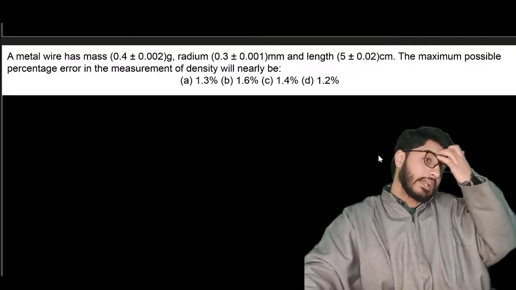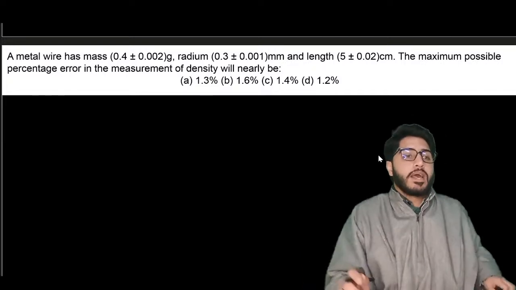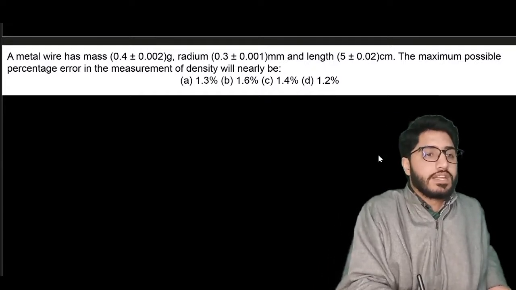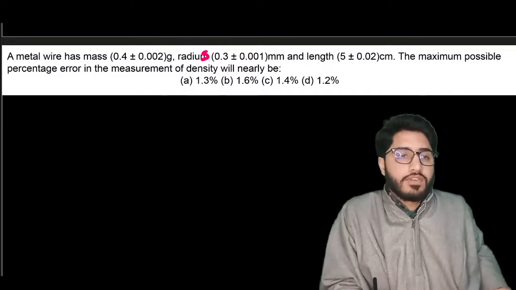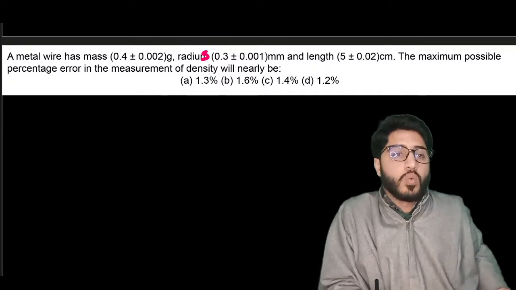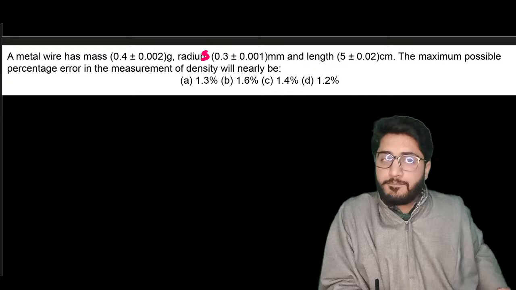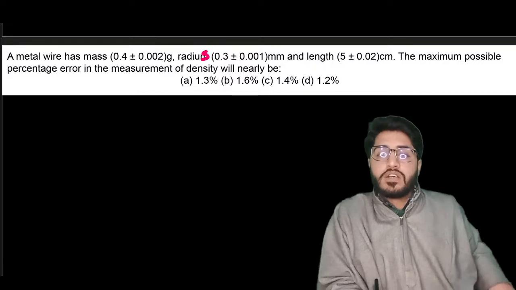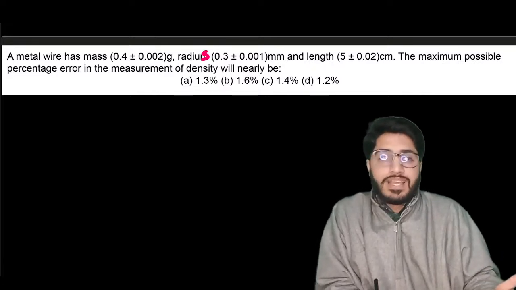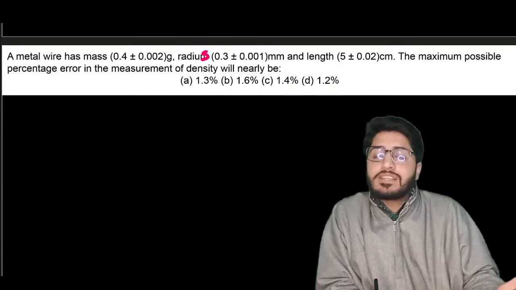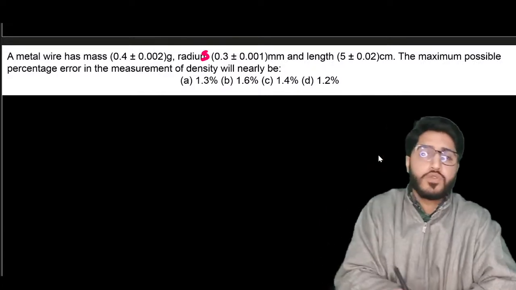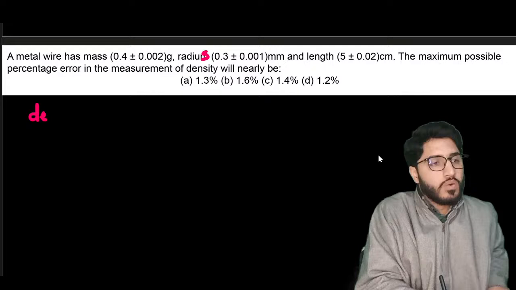Question number two. A metal wire has mass 0.4 plus minus 0.002 gram, and its radius is 0.3 plus minus 0.001 millimeter, and length 5 plus minus 0.02 centimeter. The maximum possible percentage error in the measurement of density. So the error in mass, radius and length is given to us, but we have to find out the maximum possible error in the density. So beta, first of all, what is density?